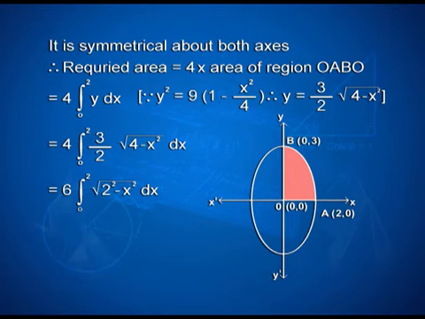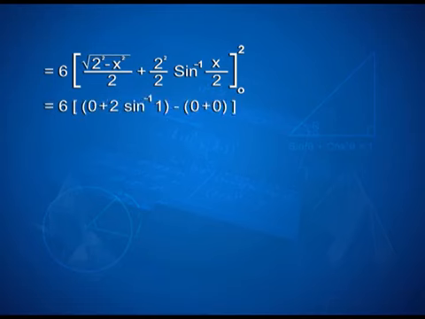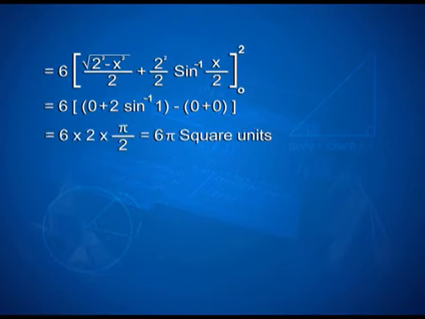On applying limits, we get 6 into x upon 2 into square root of 2 square minus x square plus 2 square upon 2 sine inverse x upon 2, which is 6 into 0 plus 2 sine inverse 1 minus 0 plus 0, that is 6 into 2 into pi upon 2, which is equal to 6 pi square units.